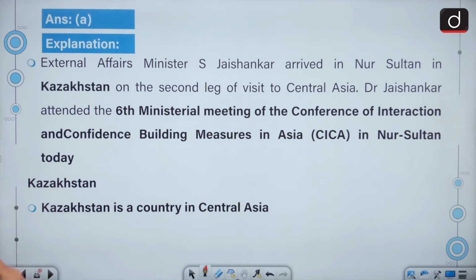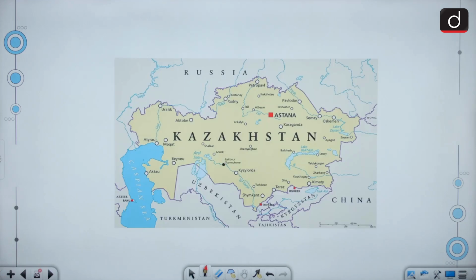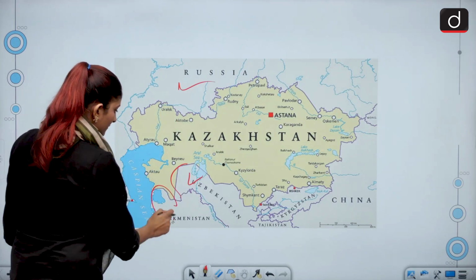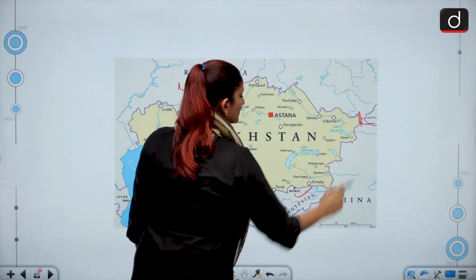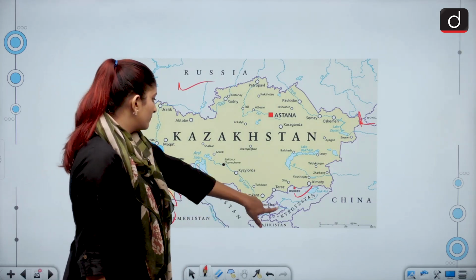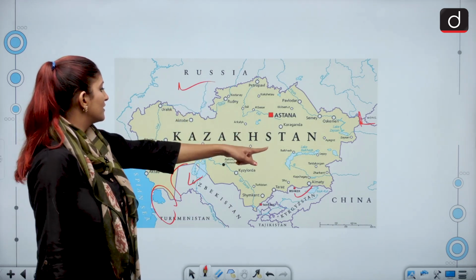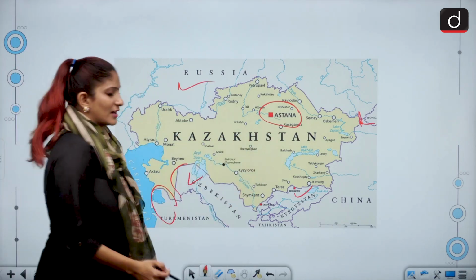Kazakhstan is a country in Central Asia. It has a border with Russia, China, Kyrgyzstan, Uzbekistan and Turkmenistan in the south. And the capital is Nur Sultan, formerly known as Astana. As you can see, Kazakhstan has a border with Russia, Uzbekistan here, Turkmenistan and also Kyrgyzstan. Here is Mongolia, but it doesn't have a border with Kazakhstan. Okay, so Uzbekistan is here and also Kyrgyzstan, Russia, Turkmenistan, and there is China. Remember this, okay? And this is Nur Sultan, formerly known as Astana, capital.